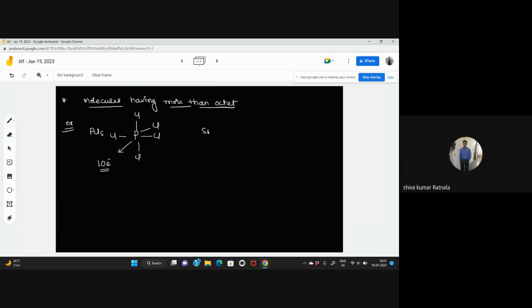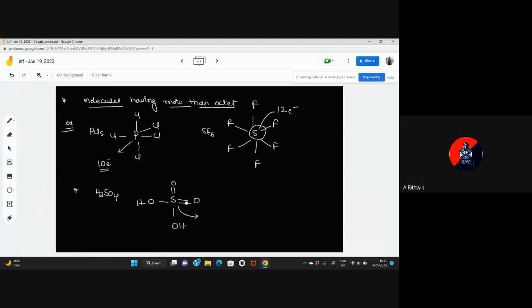For example, SF6 also. In SF6, how many electrons will be there? Like this, it will be there. 12. This sulfur has 12 electrons in the valency. Very good. Like as we said in the earlier case, H2SO4 generally exists like this. In this one, how many electrons are there on sulfur? 12 electrons.